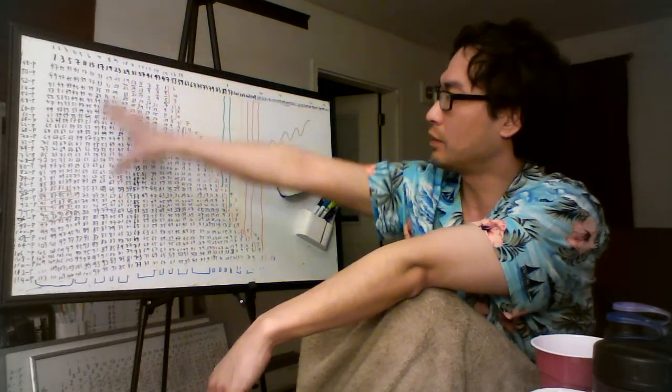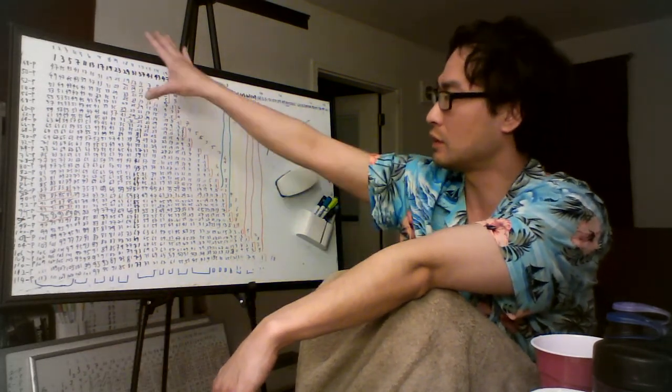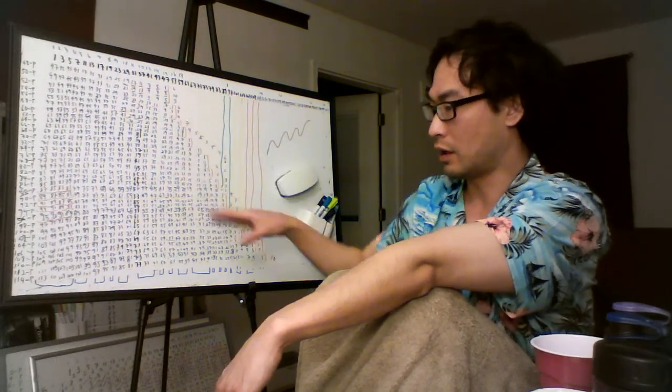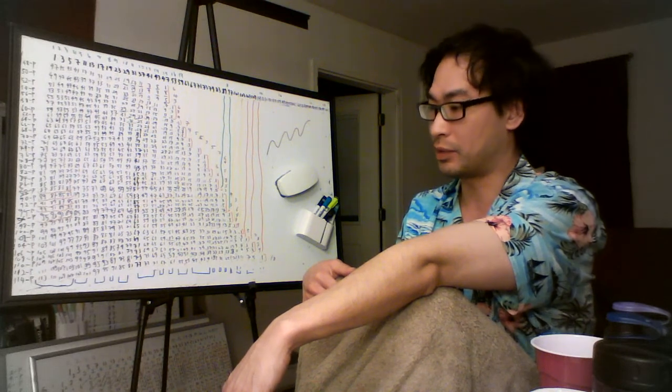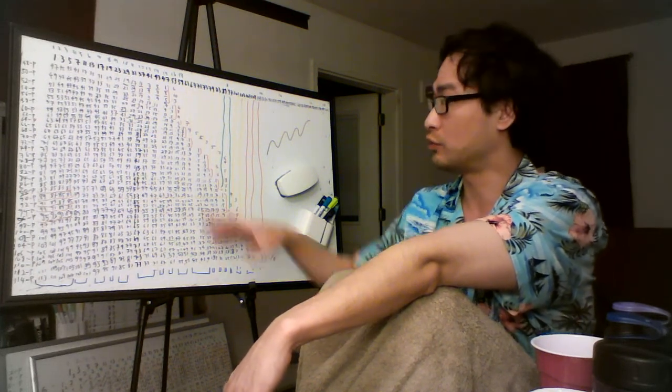Each column has complete coverage of odd numbers. You're just sliding it down. By how much? By the prime gap divided by 2. That's how much you slide it down.